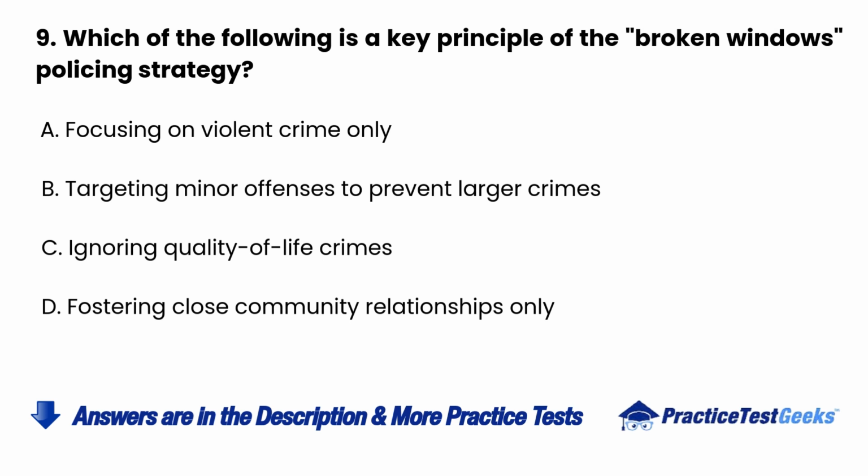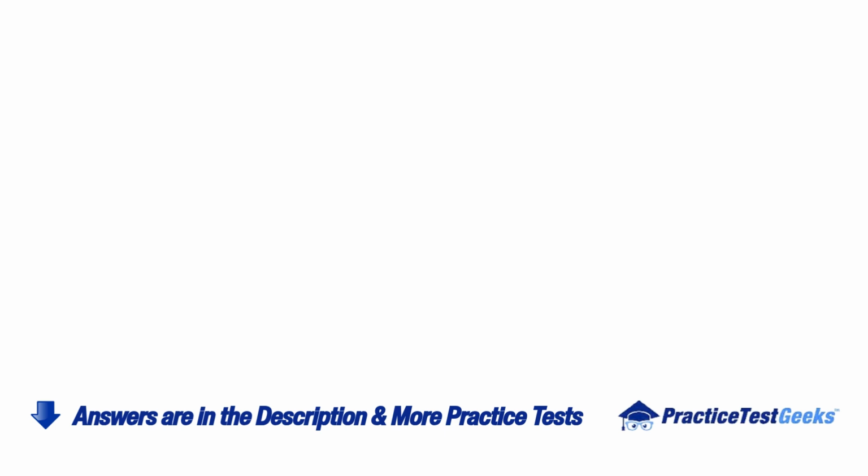9. Which of the following is a key principle of the broken windows policing strategy? A. Focusing on violent crime only. B. Targeting minor offenses to prevent larger crimes. C. Ignoring quality-of-life crimes. D. Fostering close community relationships only.